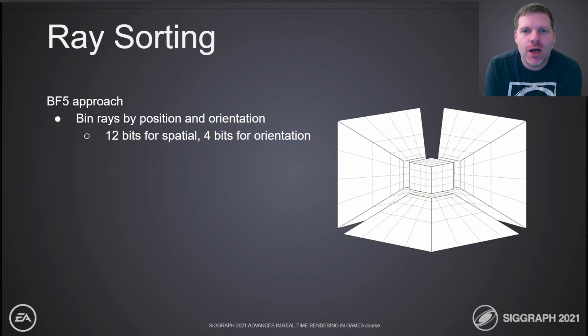Thanks, Henrik. I'll now go over our many light sampling research, transparency support, and some performance numbers. But first, let's quickly cover how we sort our rays. Shooting rays with little spatial coherence causes poor performance on most platforms. Executing threads tend to go down very different parts of the acceleration structure, which results in poor cache utilization. So to alleviate this, we've opted to use a sorting strategy similar to Battlefield 5, known as ray binning. We bin rays based on their position and orientation.